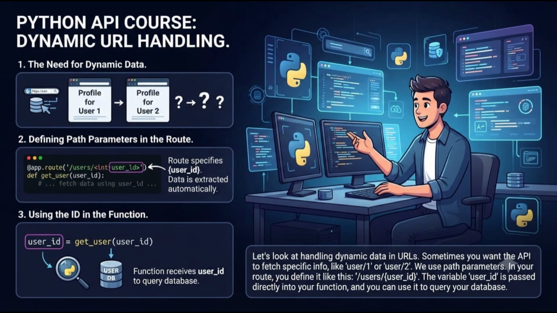Let's look at handling dynamic data in URLs. Sometimes you want the API to fetch specific info, like user1 or user2. We use path parameters. In your route, you define it like this: {user_id}. The variable user_id is passed directly into your function, and you can use it to query your database.